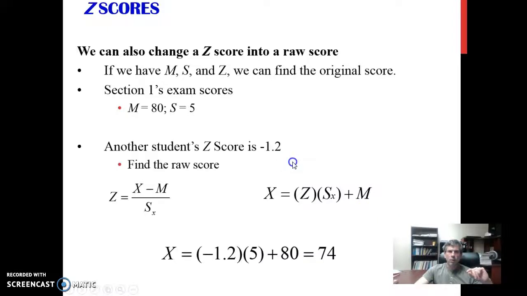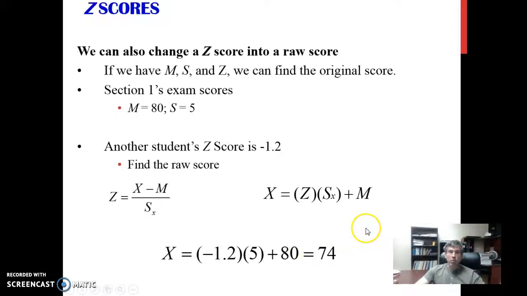So let's say that we have an individual whose z-score is negative 1.2. We say the student is 1.2 standard deviations below average on this test. And that's all we know about them. We can use this second formula here to calculate their raw score. They are 1.2 standard deviations below average, and we know that standard deviation is 5, so being 1.2 standard deviations below average means you are 6 points below average. That's their deviation score, negative 6. Then we add that to the mean. They're 6 points below average. The average is 80, so their original score was 74.